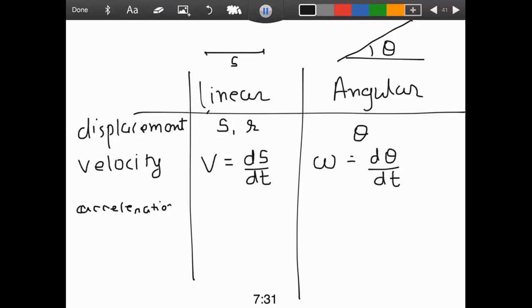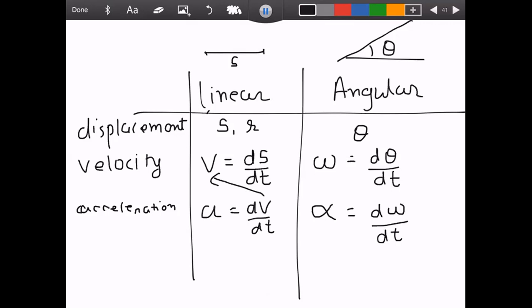Now for linear acceleration, capital A, what should I write? That would be the change in velocity over the change in time, dv over dt. What can we write for angular acceleration, alpha? That would be d omega over dt. Omega divided by t. Yes, you've written it, nice.